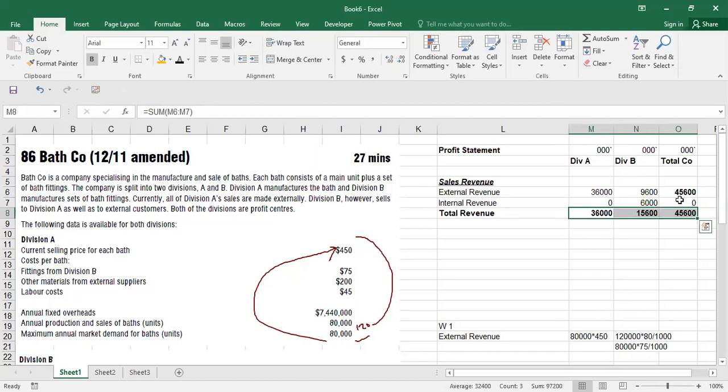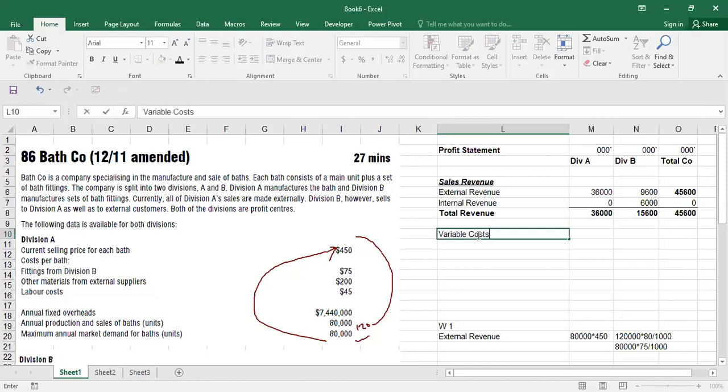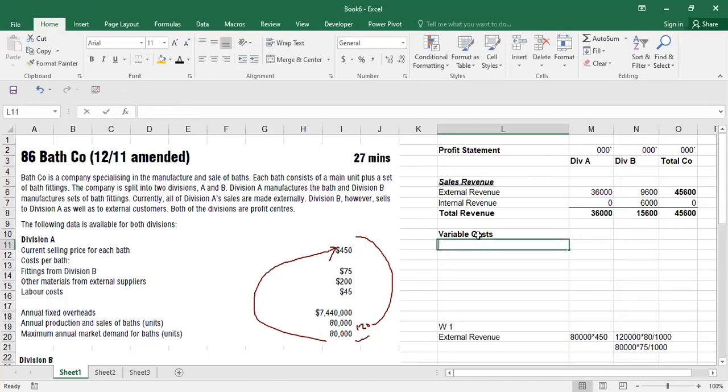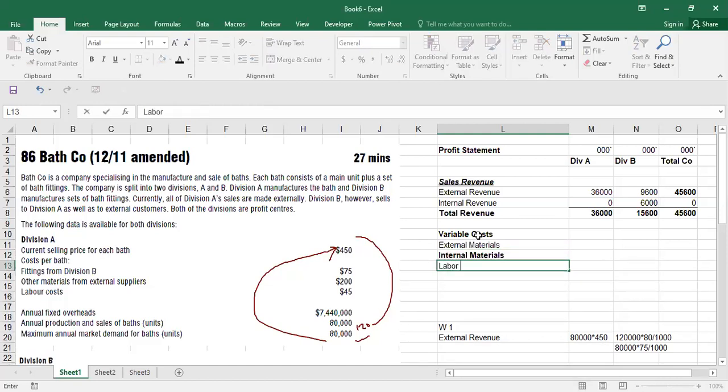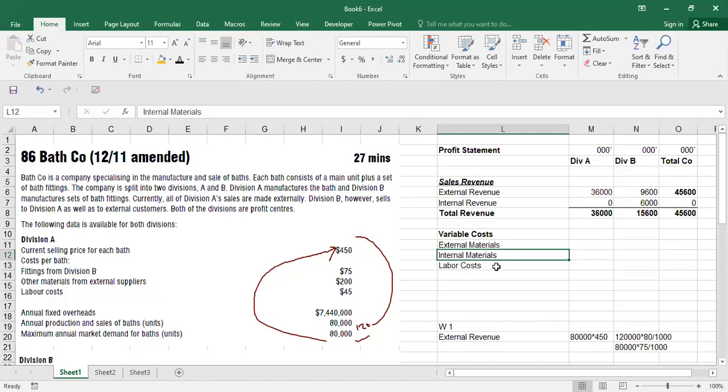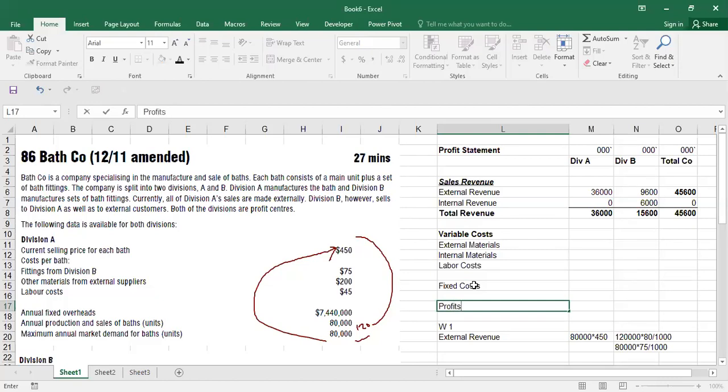So you've got this line: revenue for division A, division B, and the total company. What you need to pay attention to is not to take internal revenue in totals. The next thing is you will do your variable costs. Your variable costs include, in the question, external materials, internal materials, and labor costs. These are the only three components they have given us. After that, we will charge our fixed costs, and then we will calculate our profits. This is a very simple profit statement.